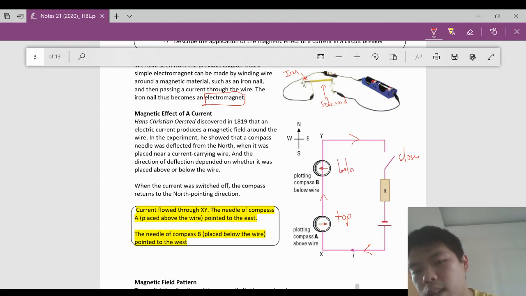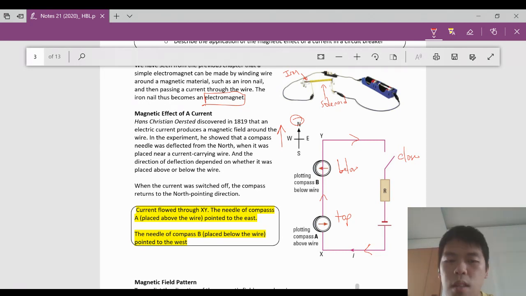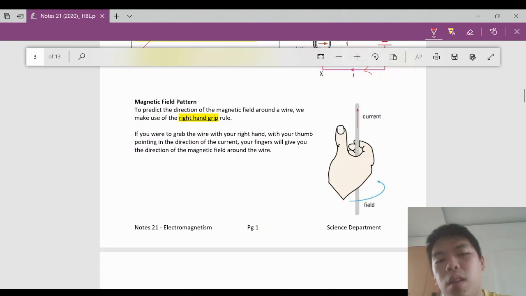When he placed these two compasses, they were supposed to point north because based on the geographical nature, all compasses will point north. But no, when he closed the switch, he realized that with current flowing through XY, compass A, which is the one above, pointed to the east. He noticed that compass B, which was placed below the wire, pointed to the west. So he realized that there is a magnetic field being produced when current flows through a wire. So what is the magnetic field pattern like?